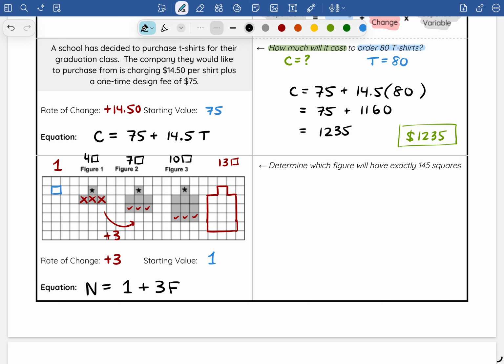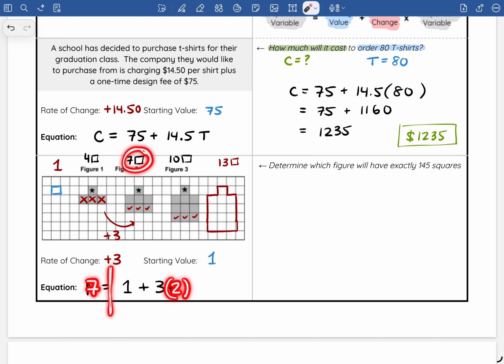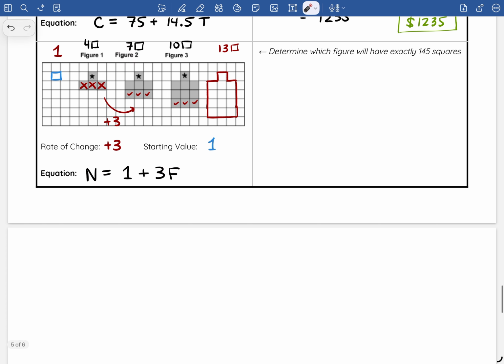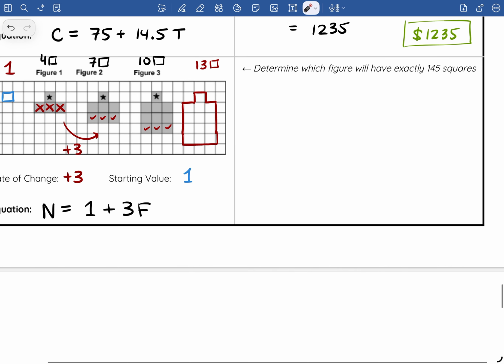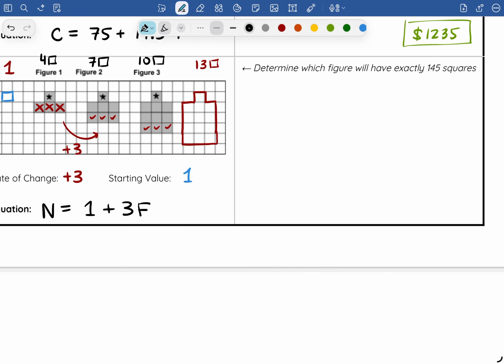If you're ever questioning your equation, what you can do is take some information from the pattern that's clearly in front of you and fit it in just to make sure that your equation works. So if we put 2 in for f and we have 7 for the number of boxes, if we look at the 2 halves of this equation, it does make sense. Because when we math it out, we get 7 on both sides. And so lastly, determine which figure will have exactly 145 squares. So what this is asking for is determine which figure. So we want to figure out what f is.